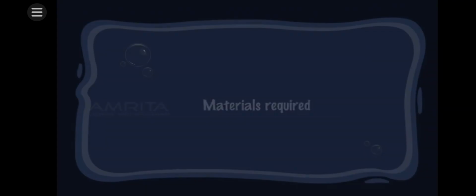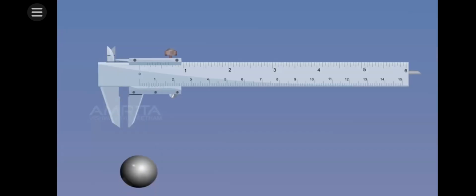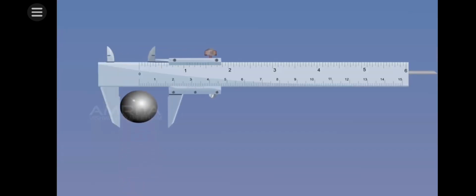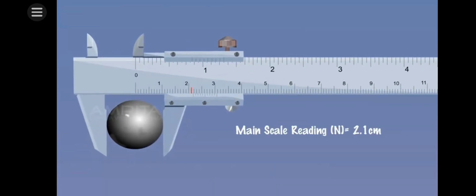Sphere. Materials required: vernier calipers and a sphere. Take the vernier calipers. The sphere to be measured is placed in between the outer measuring jaws and held tight. Note the main scale reading and vernier scale reading.